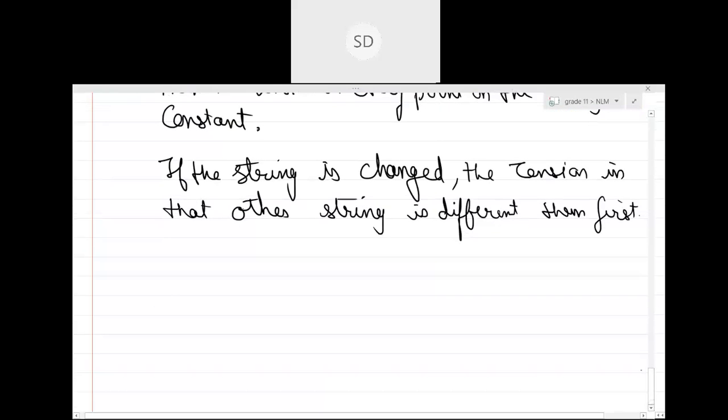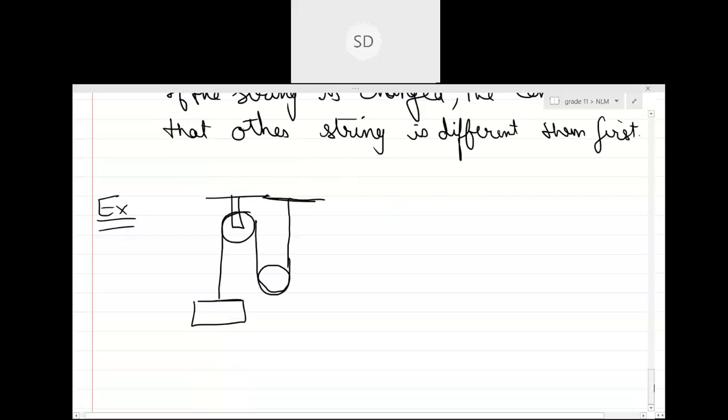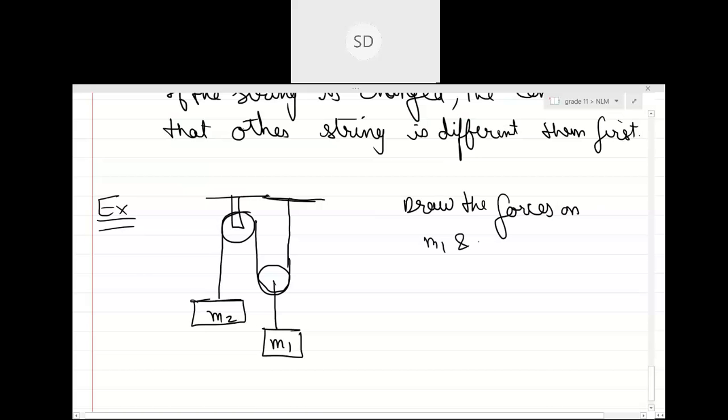For example, suppose I'm giving you a question. Guys, can you see I have given you two blocks of mass m1 and m2? The question is, draw the forces on m1 and m2.